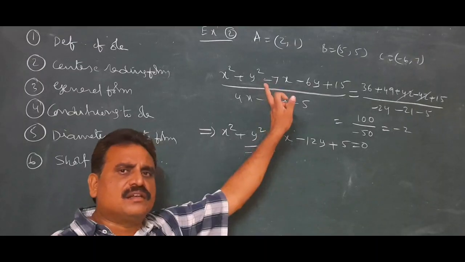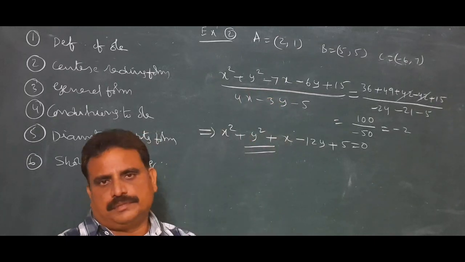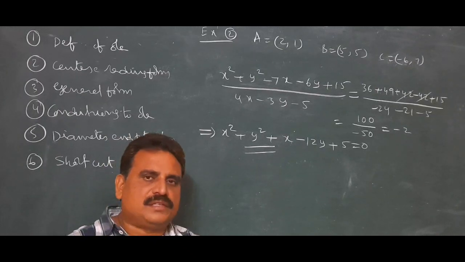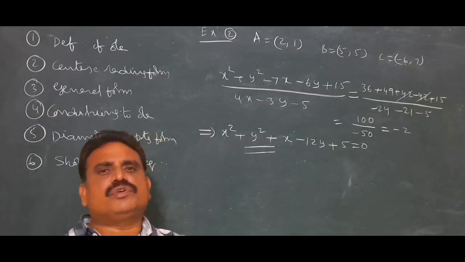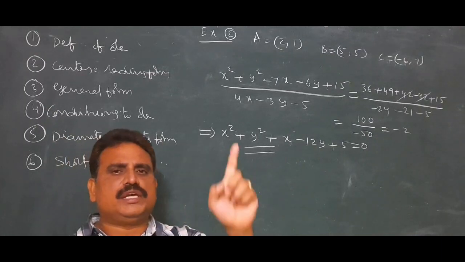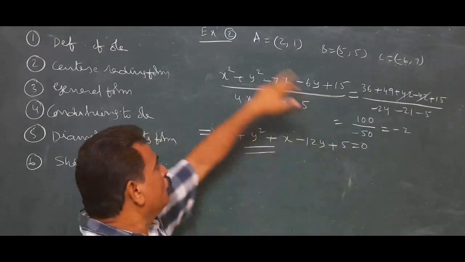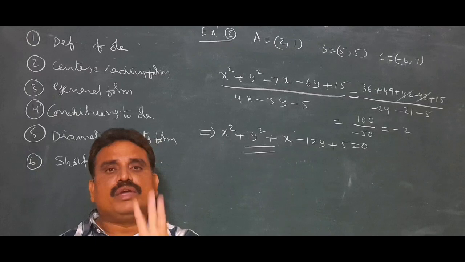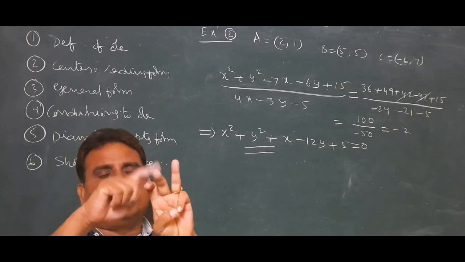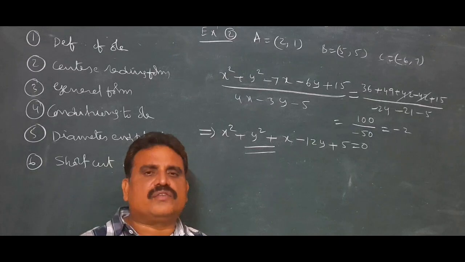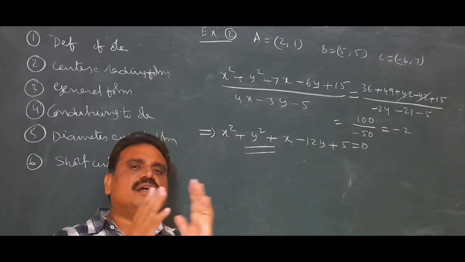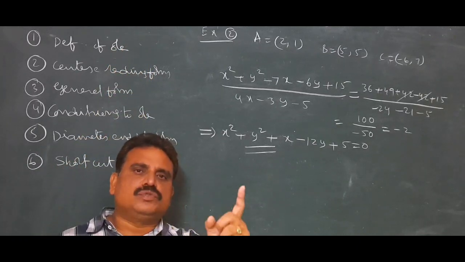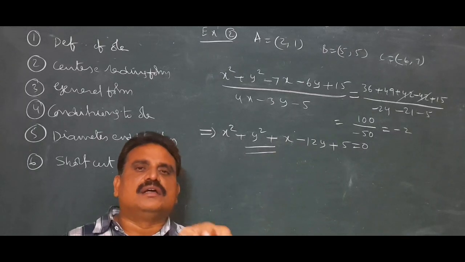3 points. This method is not applicable to state board exams. How to solve this type of problem in state board exams? You have to write down the general equation of the circle, x square plus y square plus 2gx plus 2fy plus c equal to 0. Substitute A, we get one equation in g, f, c, as well as B and C. Thus, we get 3 equations in g, f and c. By solving these 3 equations, we get the values of g, f and c. Substitute these values in the general form x square plus y square plus 2gx plus 2fy plus c. Thus we get the circle equation.